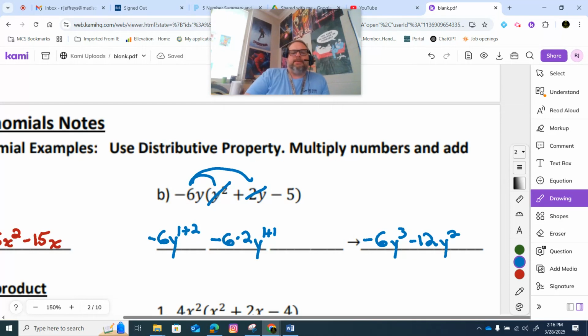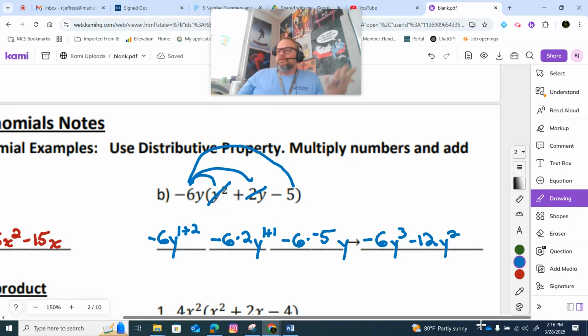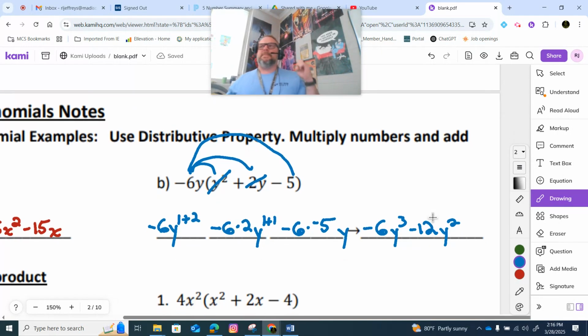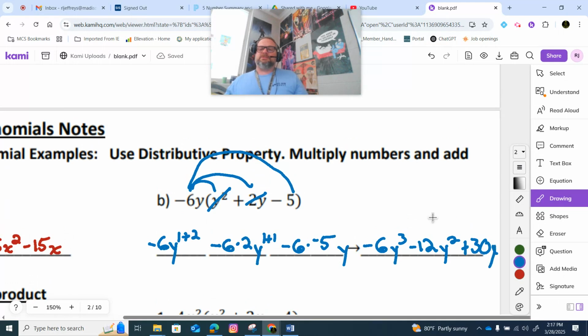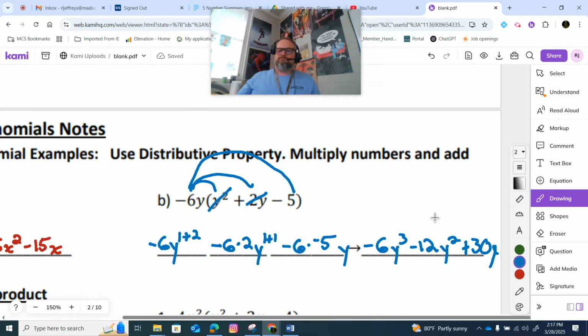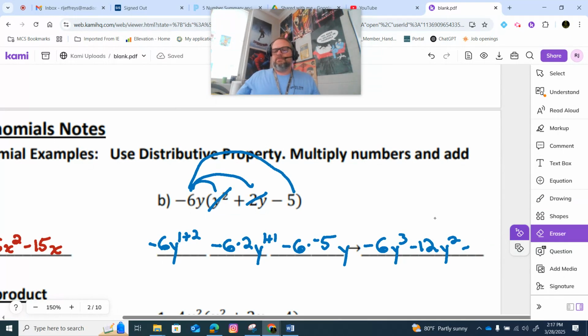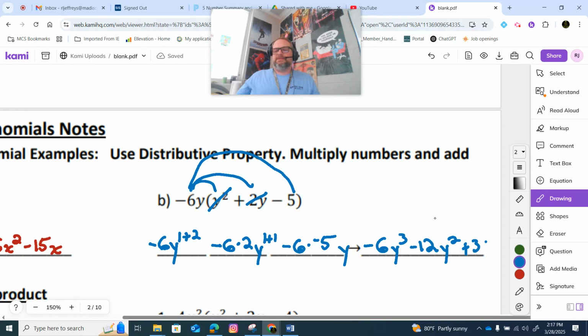All right. And then negative 6 times negative 5. Oh, and then we're going to just tag along the y. All right. Negative 6 times negative 5. And then we just put on the y. If I would have actually written neater, there we go.